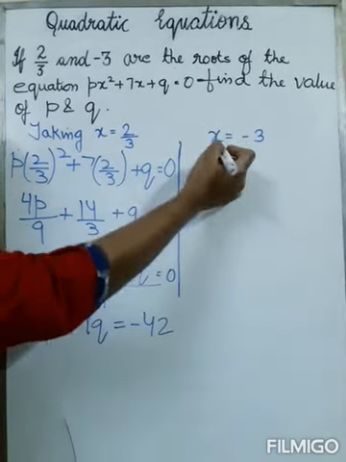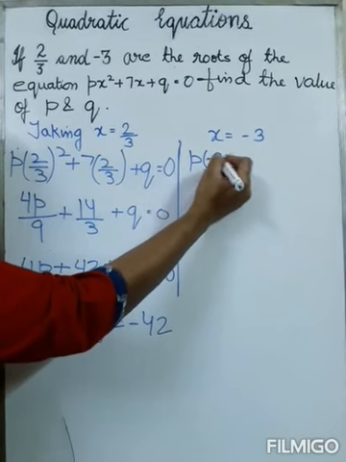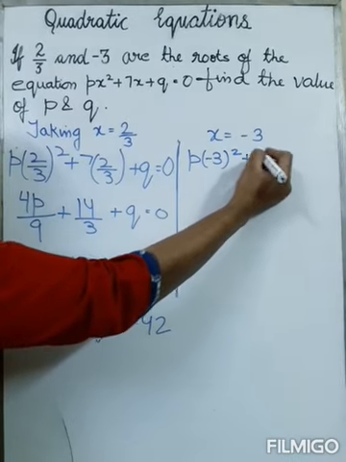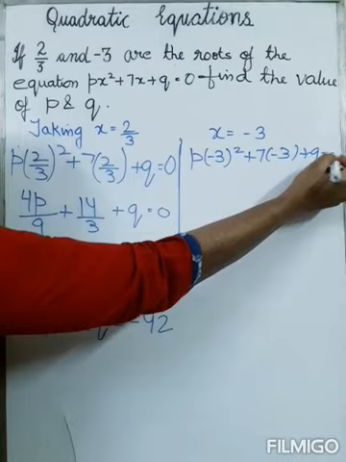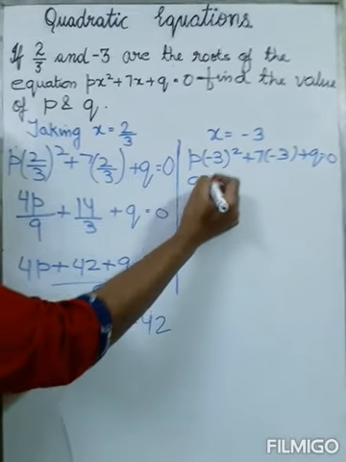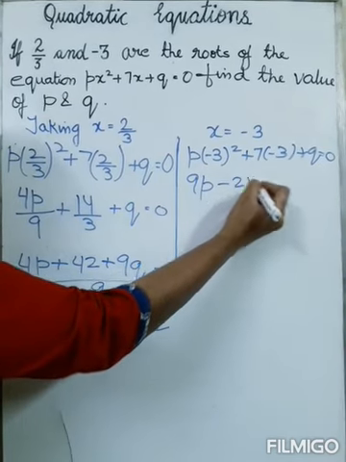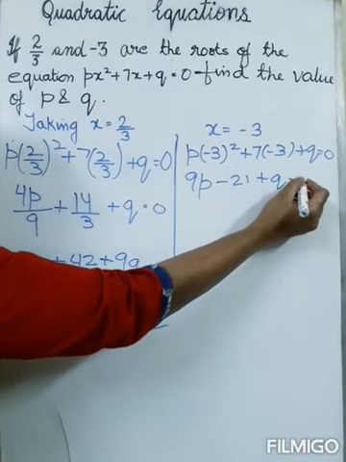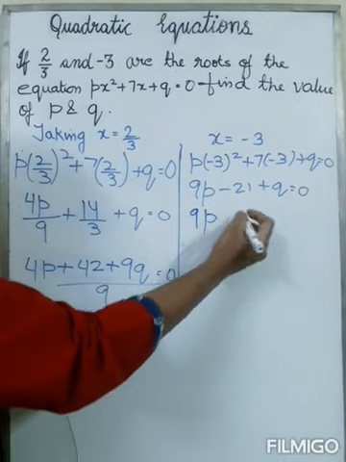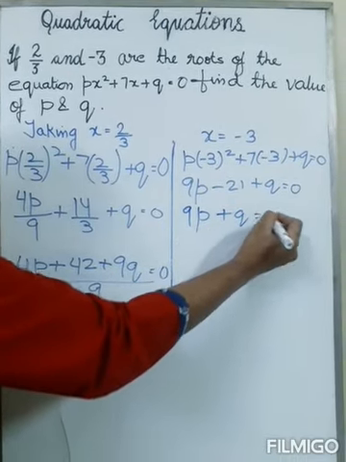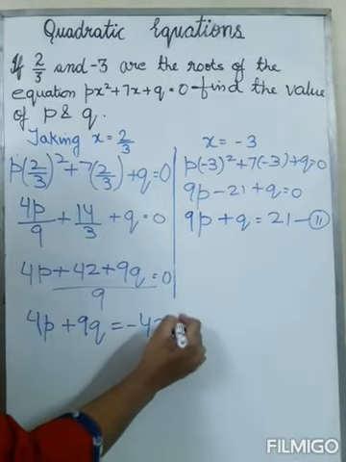Now I am substituting x equals to minus 3. So substituting x equals to minus 3, I will get p times square plus 7 times minus 3 plus q equals to 0. Now minus 3 square is 9. So 9p minus 21 plus q equals to 0. Now I am taking 21 on the other side. So it will be 9p plus q equals to 21. This is my equation 2 and this is your equation 1.